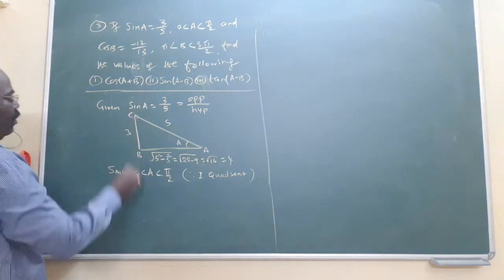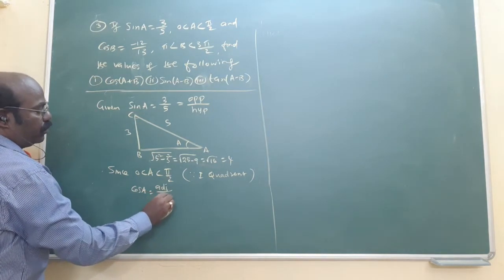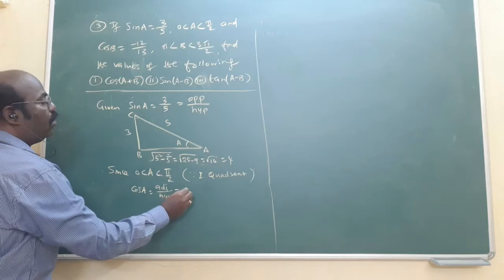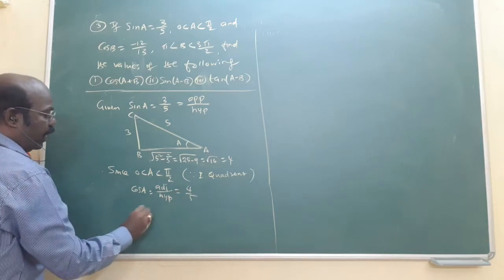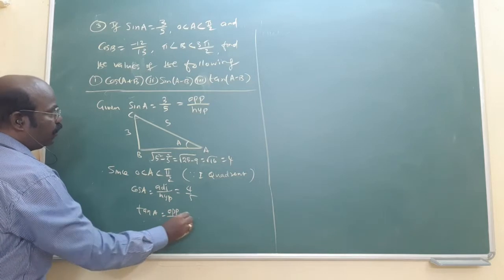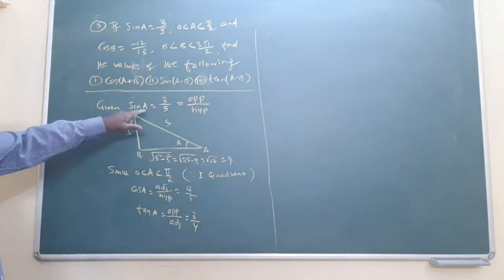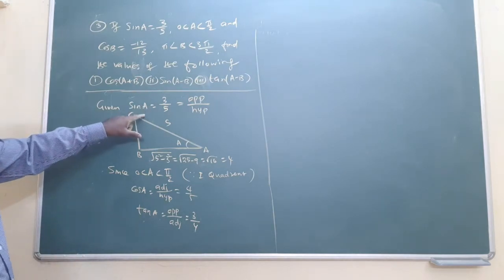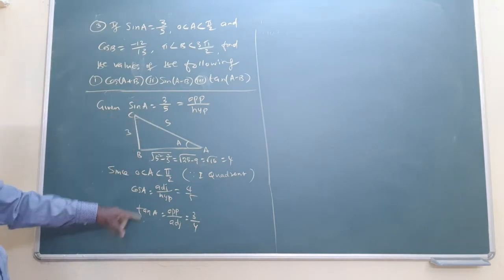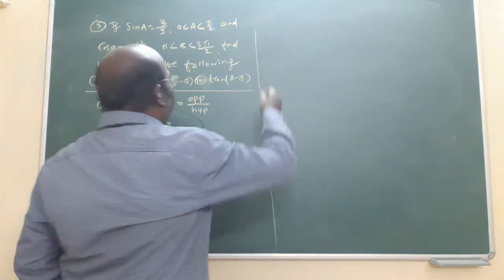From sin A given, for cos A, what? Adjacent by hypotenuse. That is the same path. 4 by 5. We want tan A. What is the formula? Opposite by adjacent. Opposite is what? 3 by adjacent 4. Am I right? Sin A is given. From sin A, you can find cos A and tan A by using the given condition. First side over. Next is what? Again given.